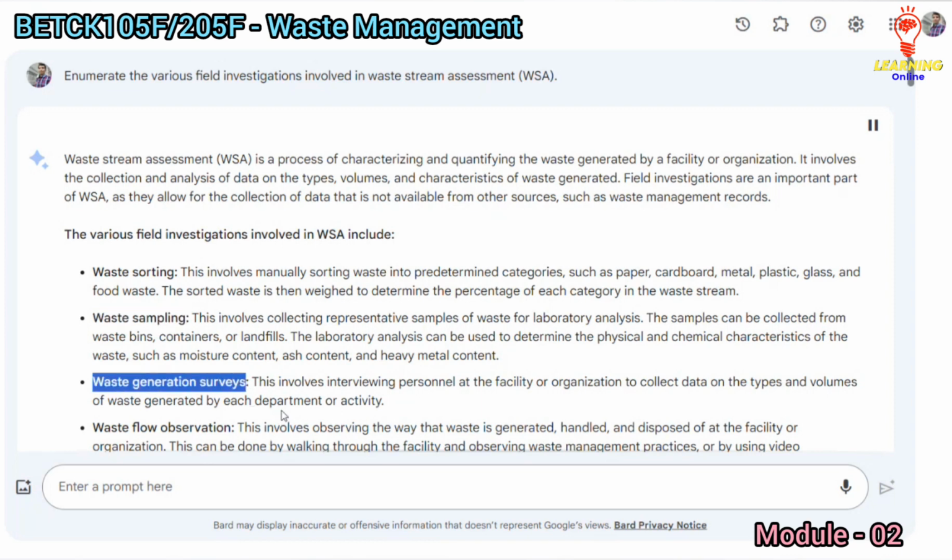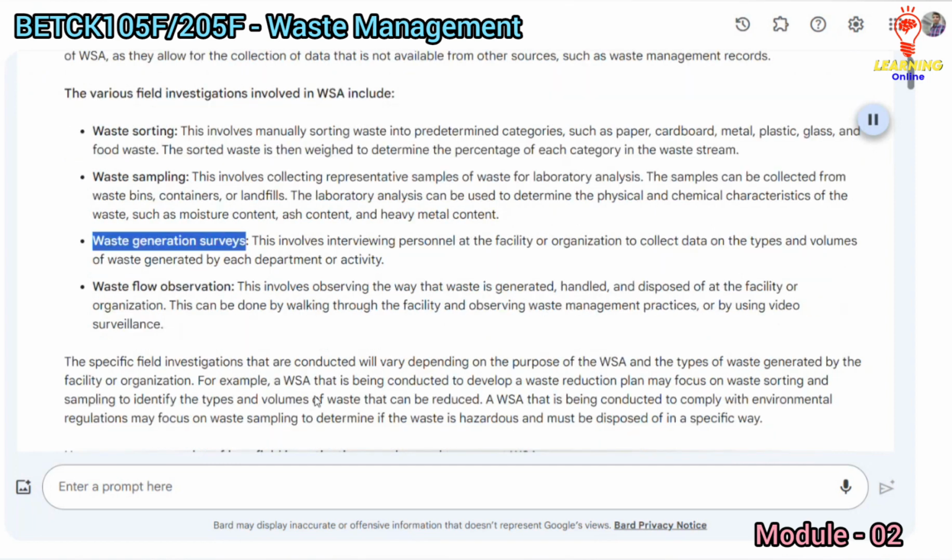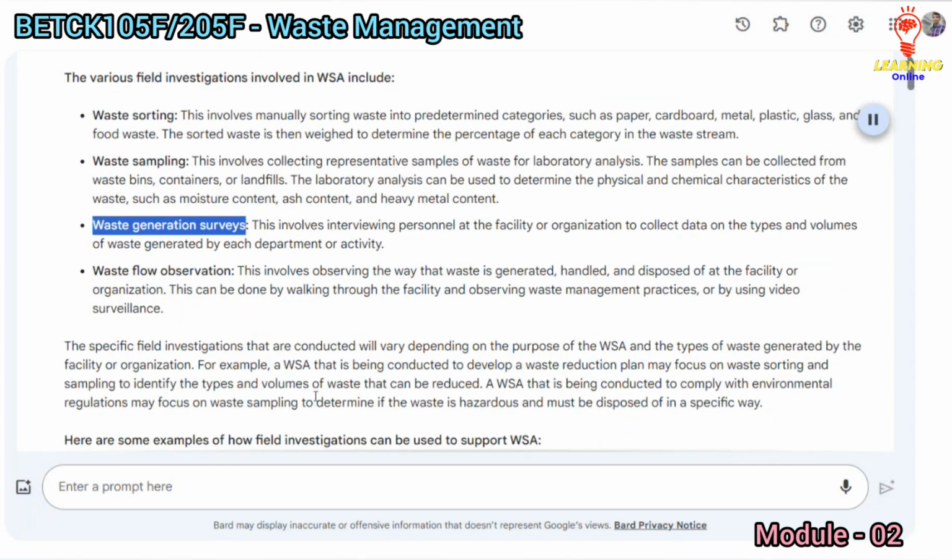Waste generation surveys. This involves interviewing personnel at the facility or organization to collect data on the types and volumes of waste generated by each department or activity. Waste flow observation. This involves observing the way that waste is generated, handled, and disposed of at the facility or organization. This can be done by walking through the facility and observing waste management practices, or by using video surveillance.